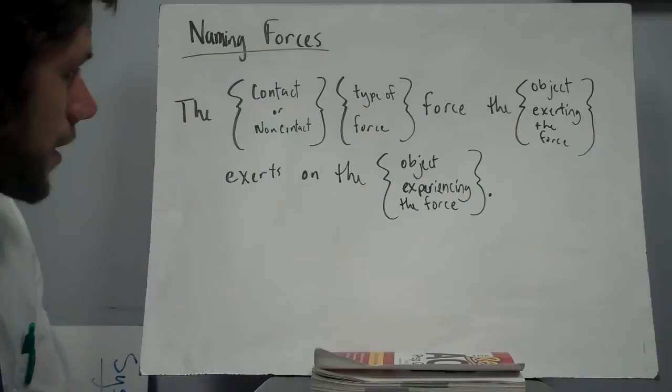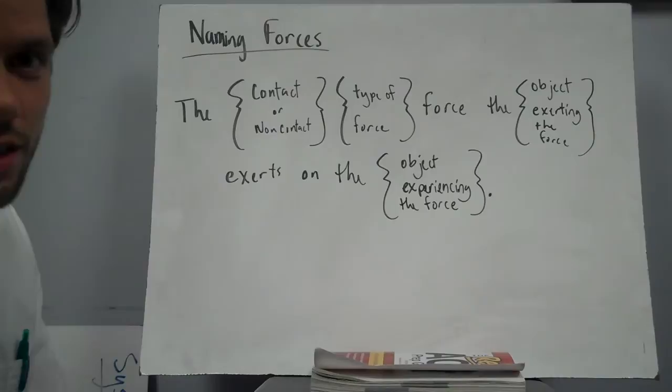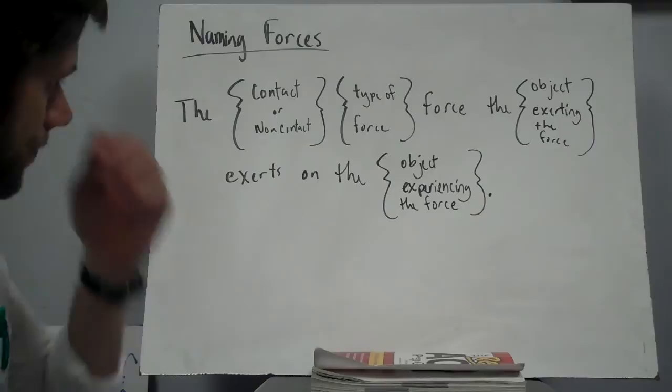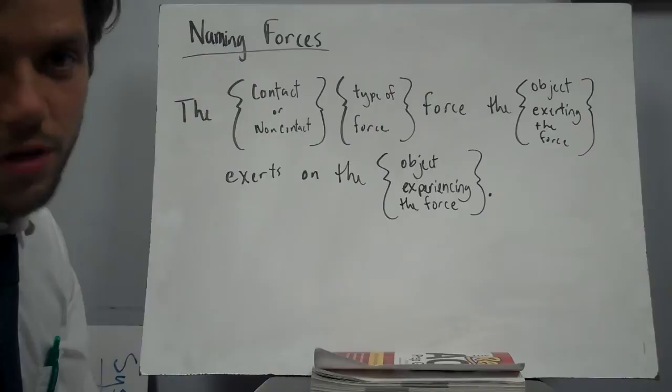That just means that the two objects don't have to be touching in order for there to be a force. All the other forces in our list, friction, the normal force, tension force, and spring forces have to be in contact, and they'll all be labeled as such. Once you've figured out whether it's a contact or non-contact force, you just label the type of force that's present. Again, it'd be one of the five that we named in last night's video.